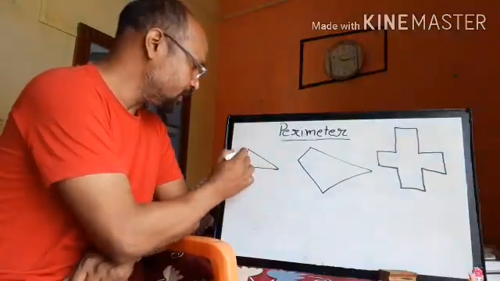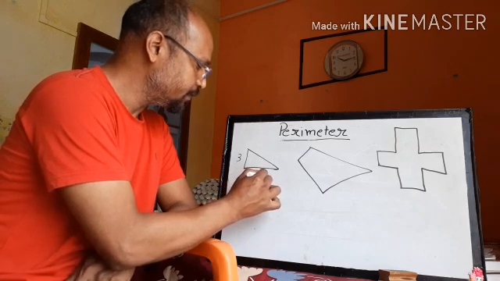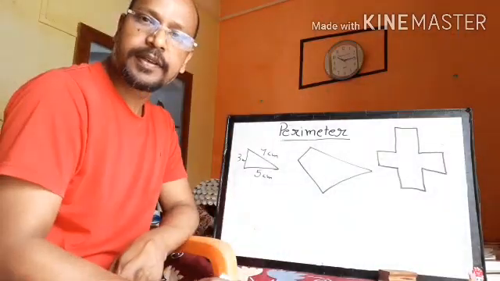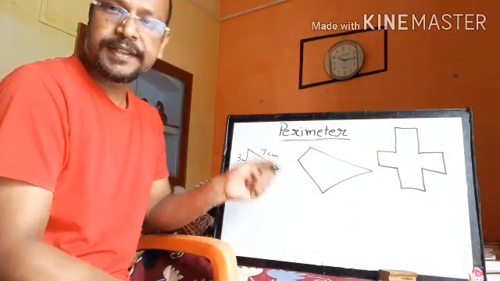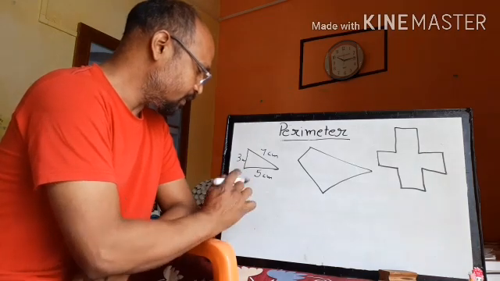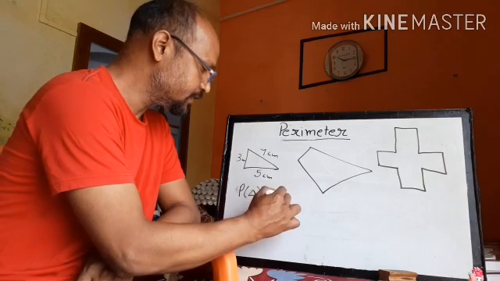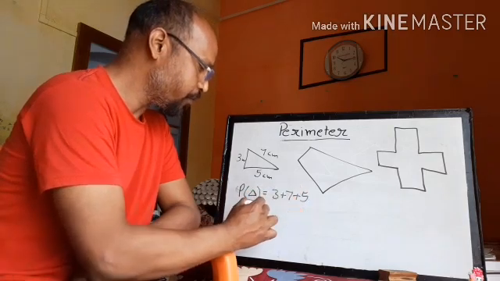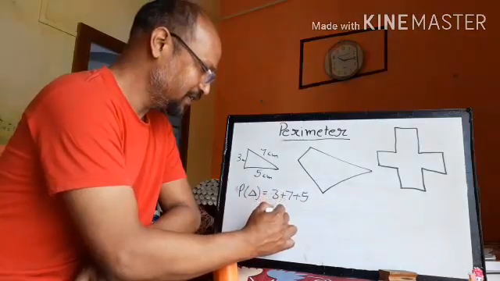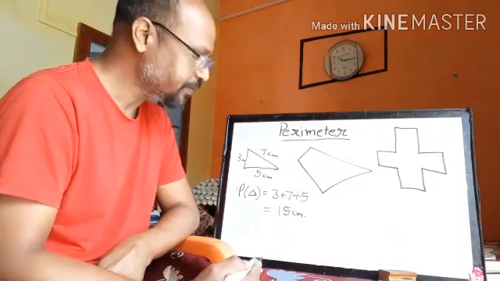So suppose that in this triangle, this side is 3 centimeter, this side is 5 centimeter, and this side is 7 centimeter. Suppose that. So the perimeter of this triangle will be sum of all sides. It is, yes, you are right, it is 15 centimeter.